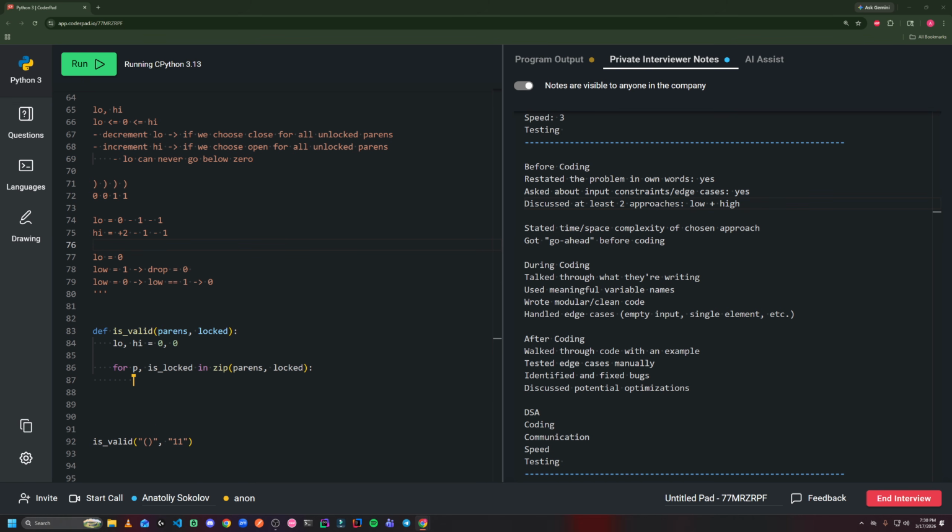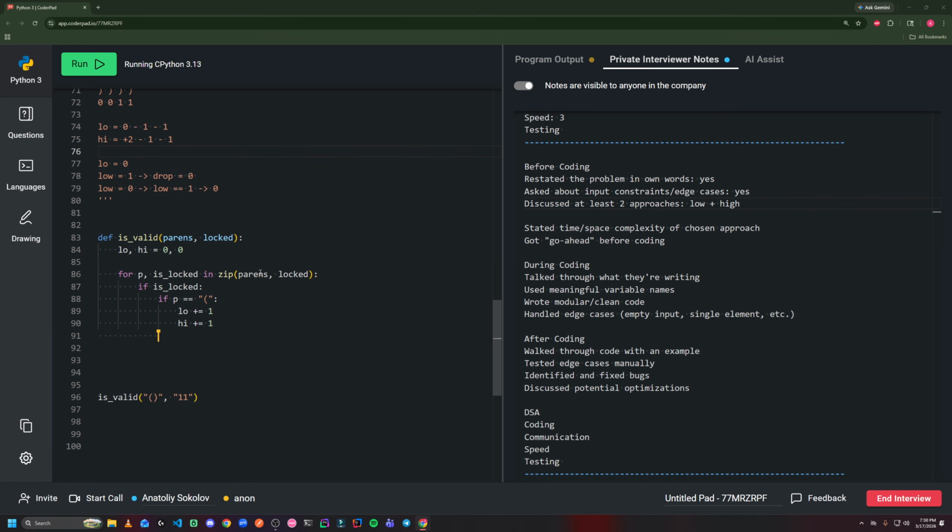Okay, and then I have the cases described. So if it is locked, then I guess I'll just write it out. If p equals open, then we do low plus equals 1. And then I guess we don't need to sanitize inputs, so we can just assume that the inputs will be valid.